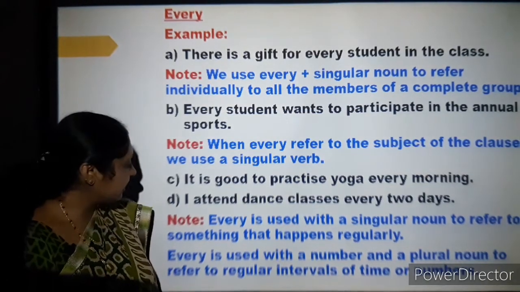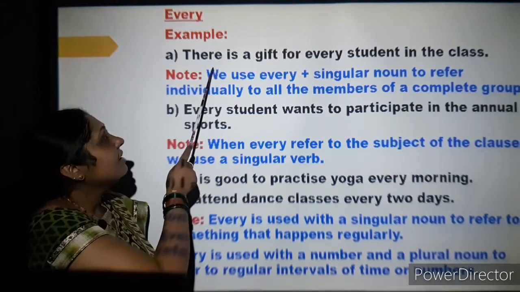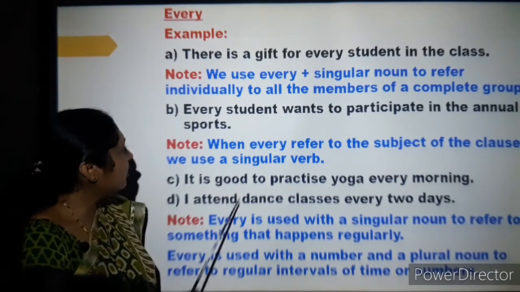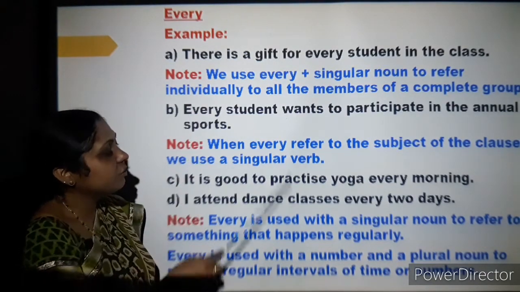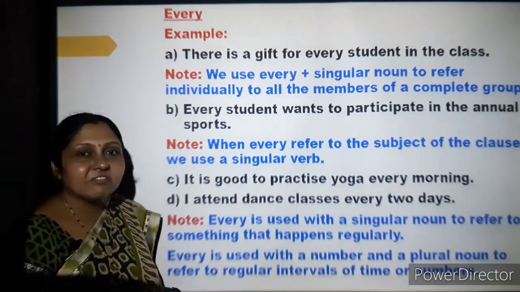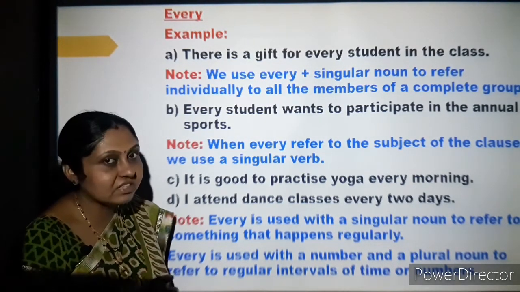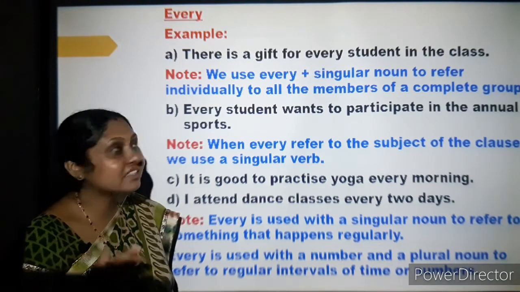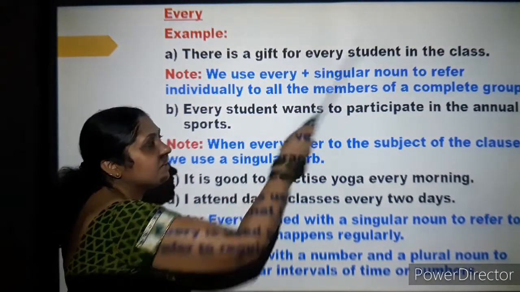Okay. The next one is every. For example, there is a gift for every student in the class. Observe this usage here, every. I have given you different examples, and I am trying to explain how this word every is used in the sentence and how the usage keeps changing. There is a gift for every student in the class.